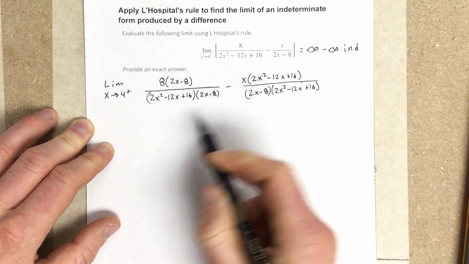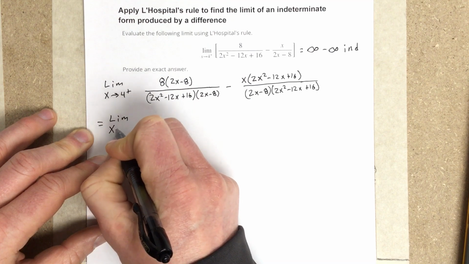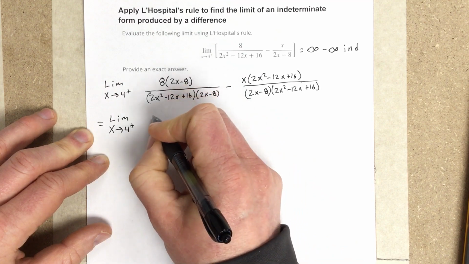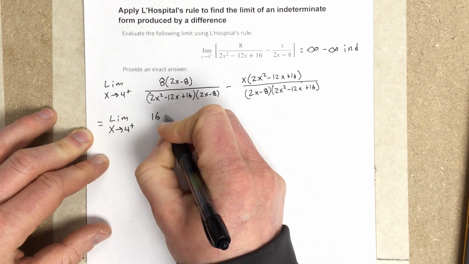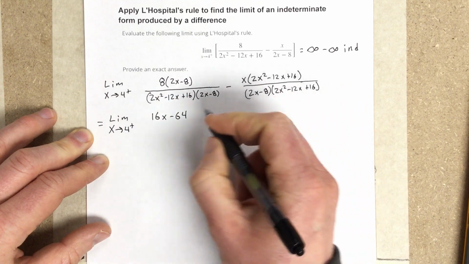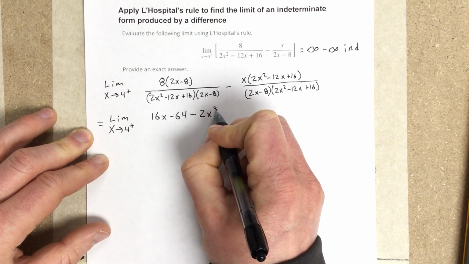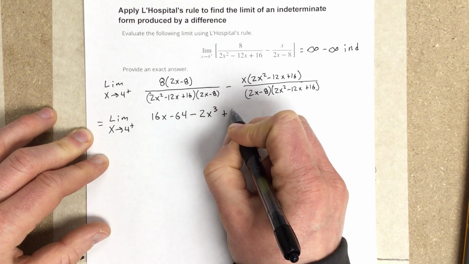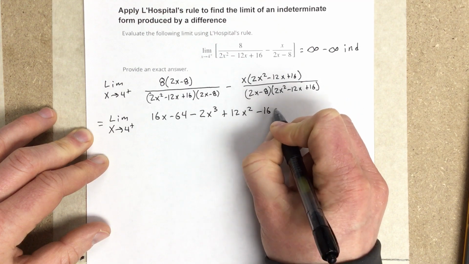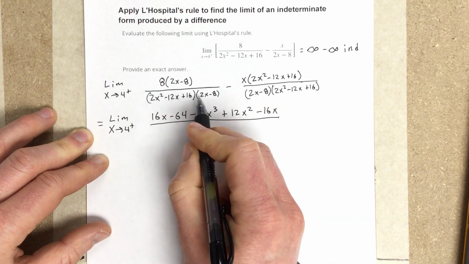So I found a common denominator now. I'm going to combine those together. So we're going to have limit as x approaches 4 from the right. When I distribute here, I get 16x minus 64. When I distribute the negative x on top, I get minus 2x cubed plus 12x squared minus 16x. And this is all over, and I'm going to actually distribute the bottom too.